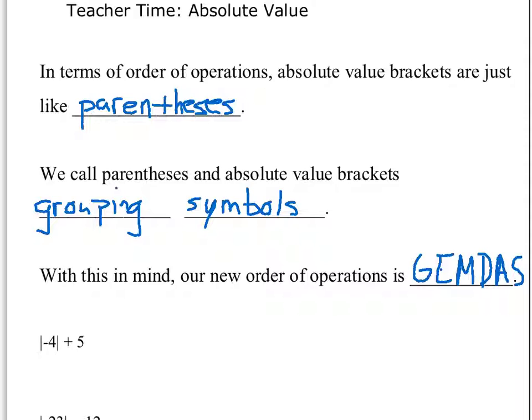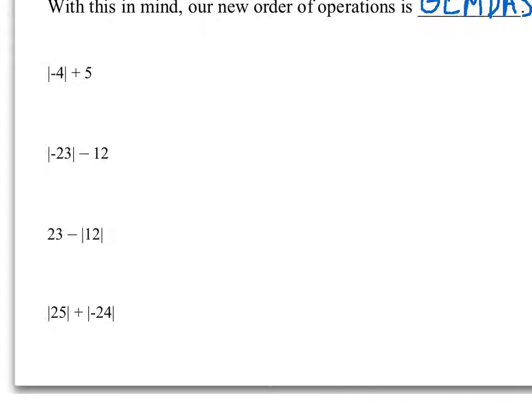All right. So looking at this first one, we have the absolute value of -4 plus 5. So the first thing we need to do here is deal with the grouping symbol. We have to change what's inside the absolute value. We have to evaluate the absolute value portion. So this says the absolute value of -4, which is what? 4. Right on.